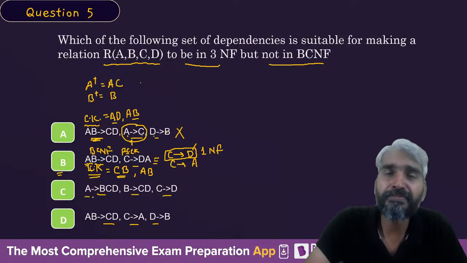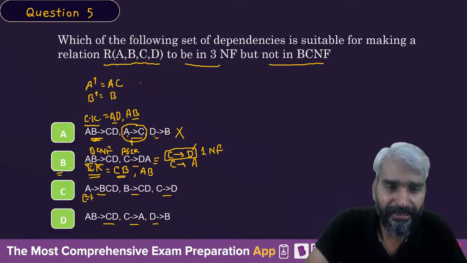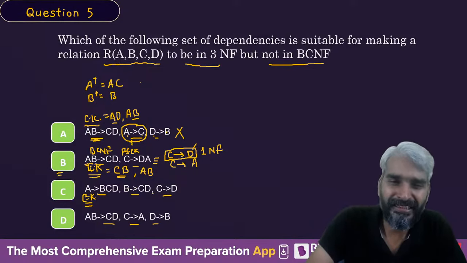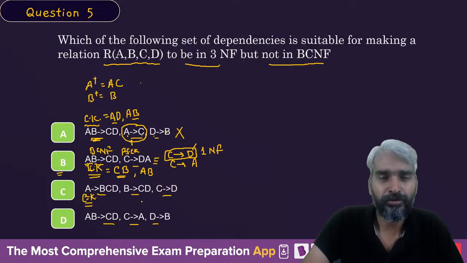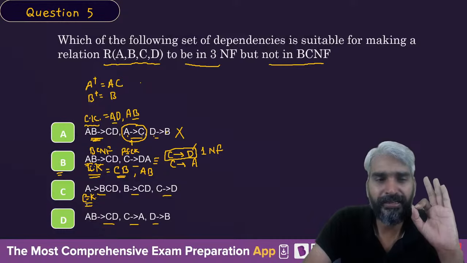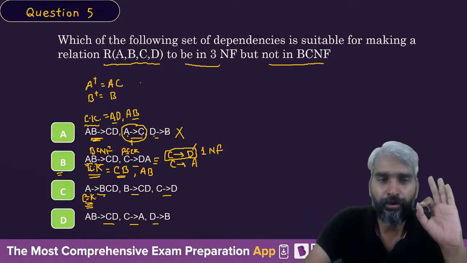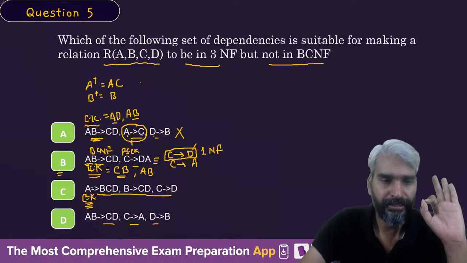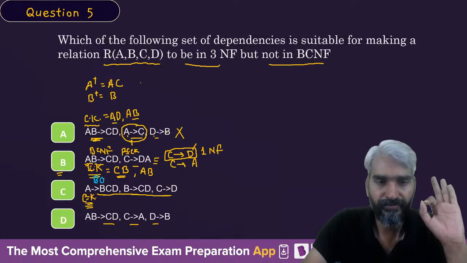A implies BCD. So A is our candidate key. Now, B implies CD? No, sir. C implies D. So there is only one candidate key, that is A. Right? So what is the normal form here? This A implies BCD is in BCNF because A is the super key. Let me write, this is in BCNF.